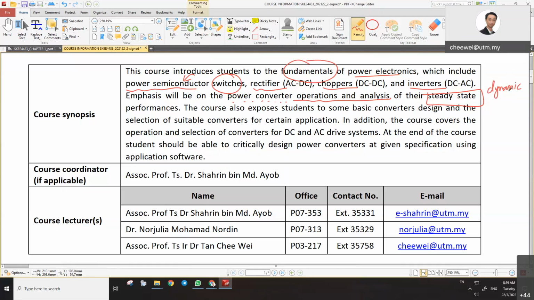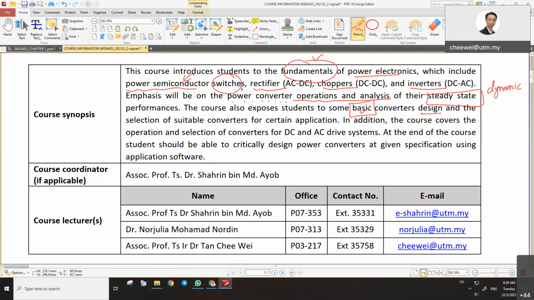Dynamic operation refers to the transients, such as startup. That is more complicated because it's not steady state yet. But in this course, we're only focusing on the steady state when it becomes stable. So it's much easier. This course also exposes you to some basic, fundamental converter designs, and the selection of suitable converters for certain applications.